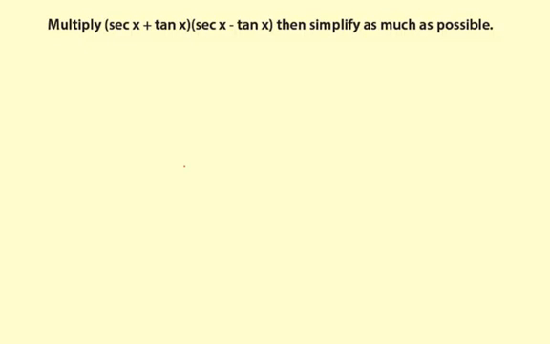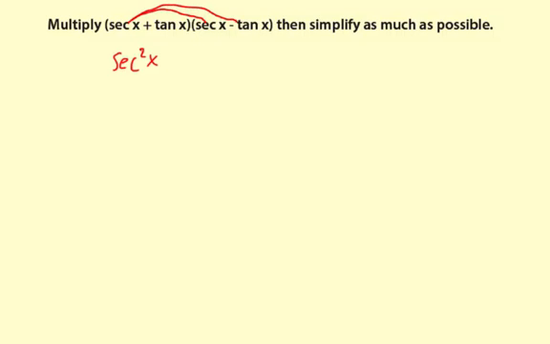Multiply secant x plus tangent x by secant x minus tangent x, then simplify as much as possible. So I'm going to apply the FOIL method here. It's going to be secant squared x for here.